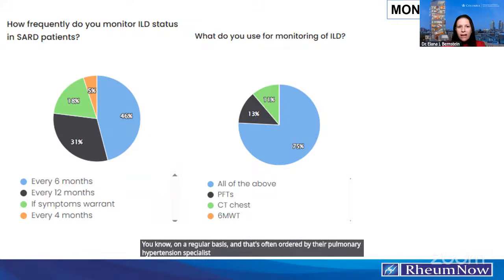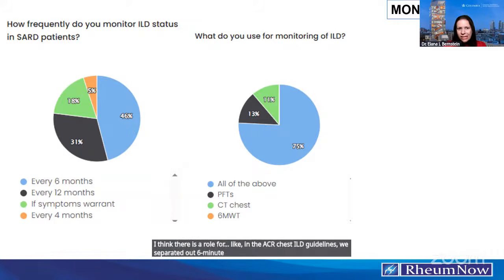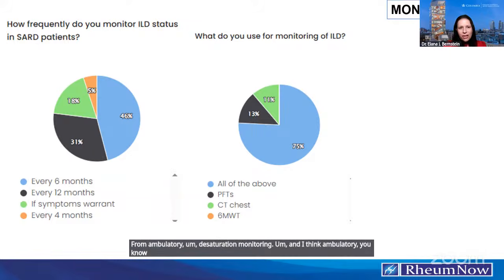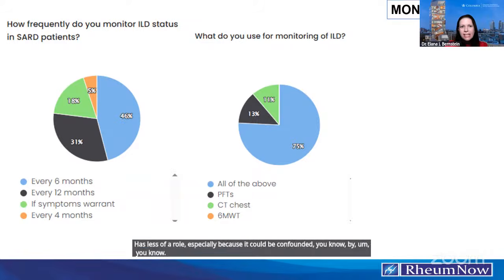I think for ILD, there is a role. In the ACR chest ILD guidelines, we separated out 6-minute walk test distance from ambulatory desaturation monitoring. And I think ambulatory oxygen saturation monitoring does have a role in monitoring for ILD progression, but the 6-minute walk test distance has less of a role, especially because it could be confounded by cardiac disease, by musculoskeletal involvement of their systemic autoimmune rheumatic diseases.